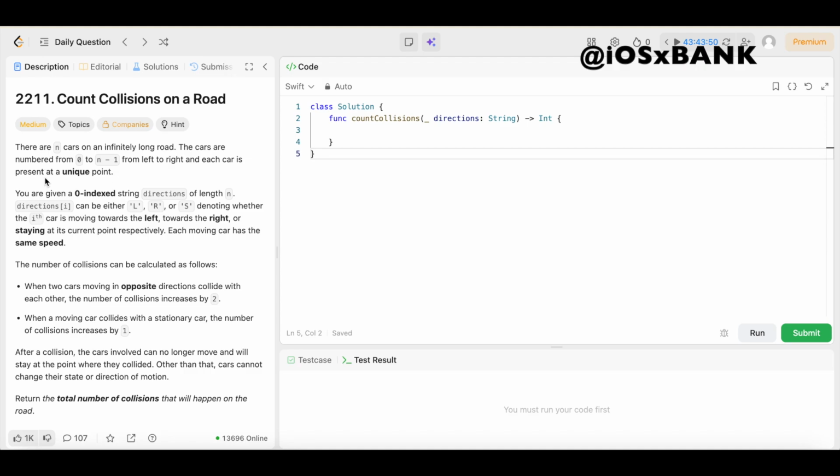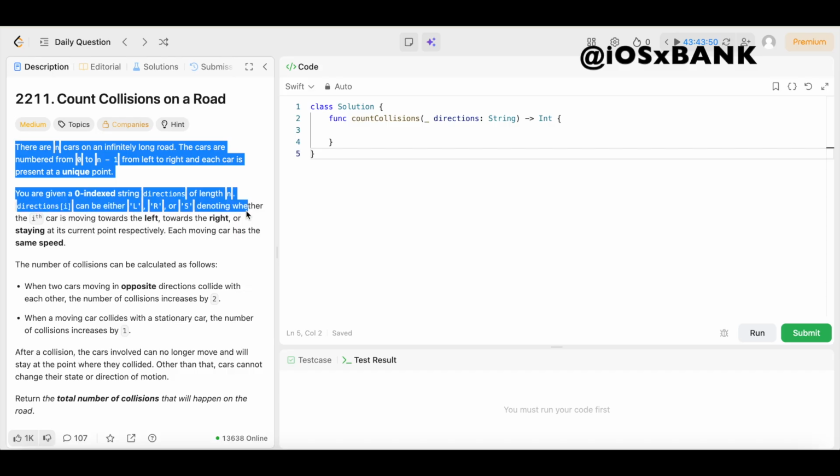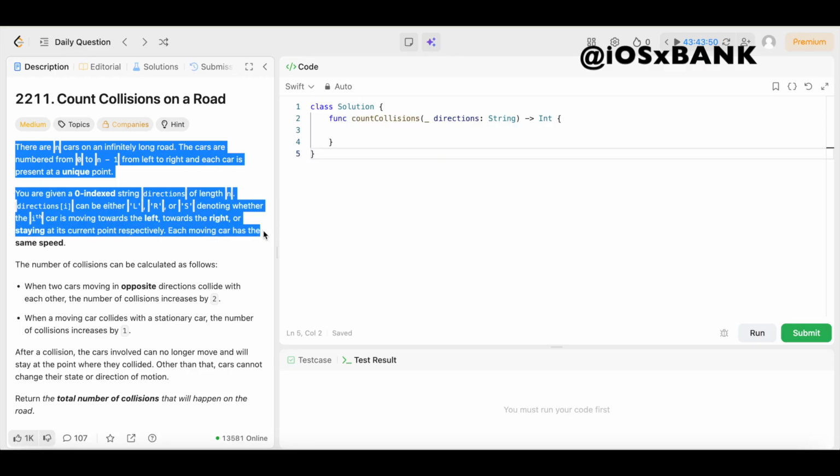Now let's see what the question says. There are n cars on an infinitely long road. The cars are numbered from 0 to n-1 from left to right, and each car is present at a unique point. You are given a zero-indexed string directions of length n. Directions[i] can either be L, R, or S, denoting whether the ith car is moving towards the left, towards the right, or staying at its current point respectively.